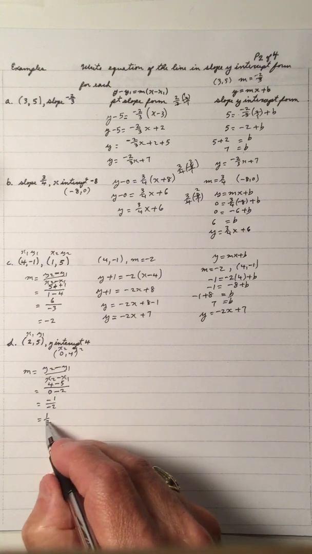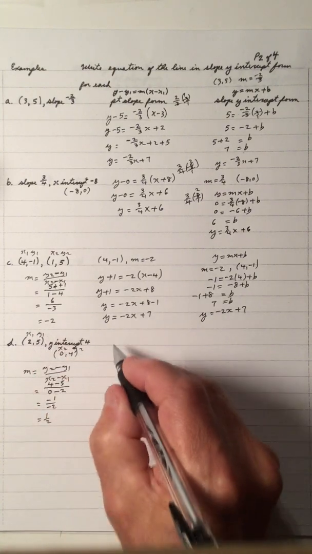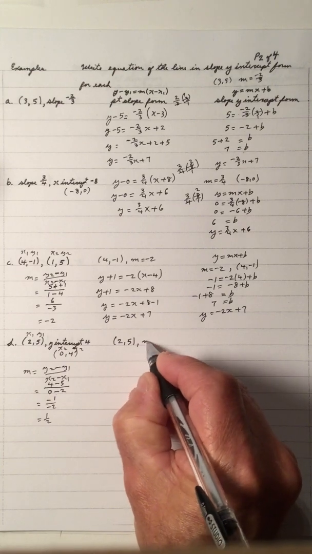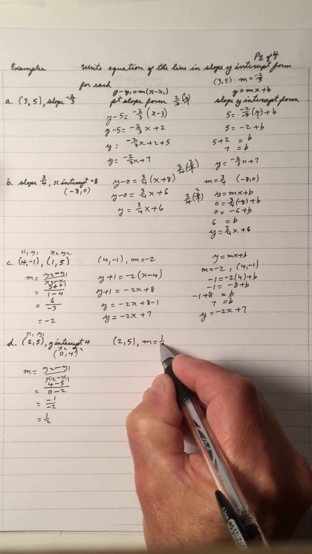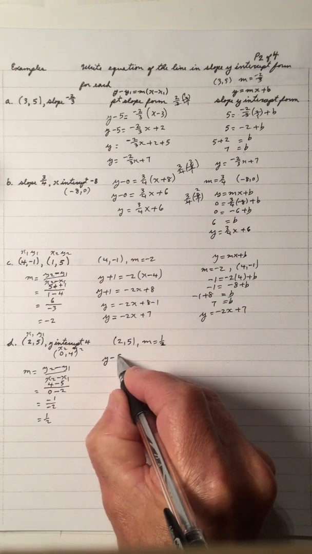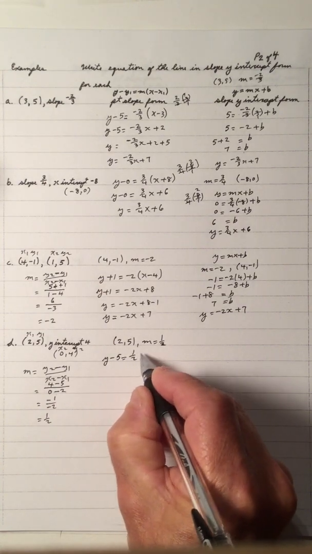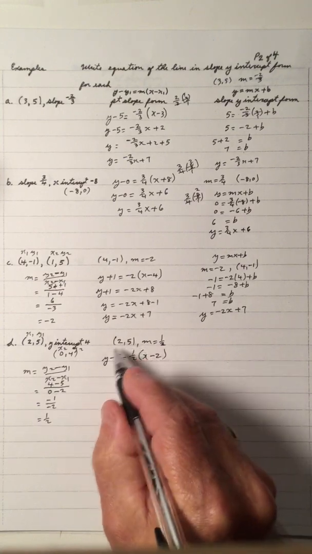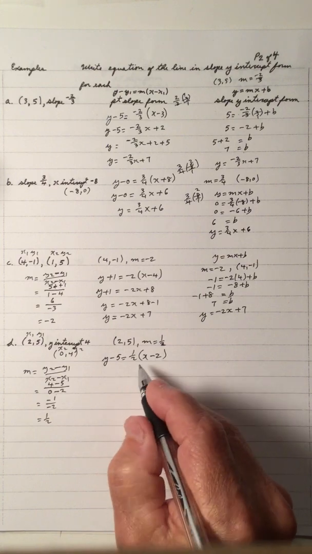Now that I have a slope, I can pick one of the points. So let's take the point 2, 5, and the slope of a half. If I take that, then I can do the point slope form. y minus 5 equals 1/2, bracket, x minus 2. Change your signs when you plug the point into point slope form.